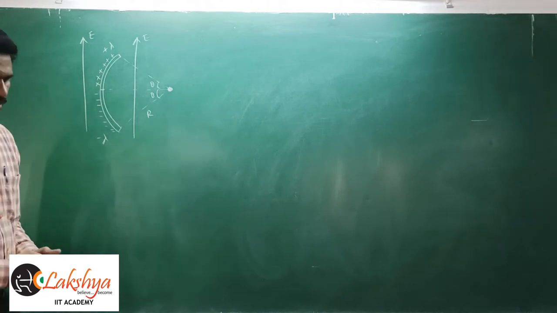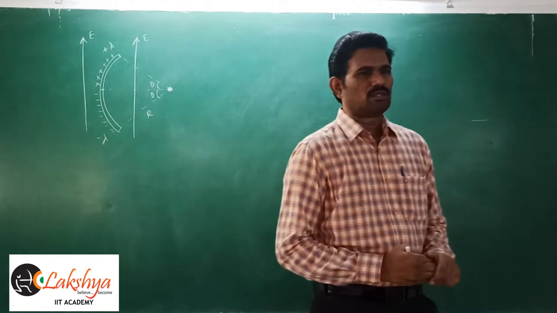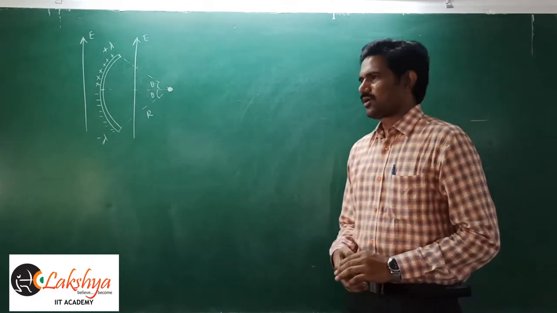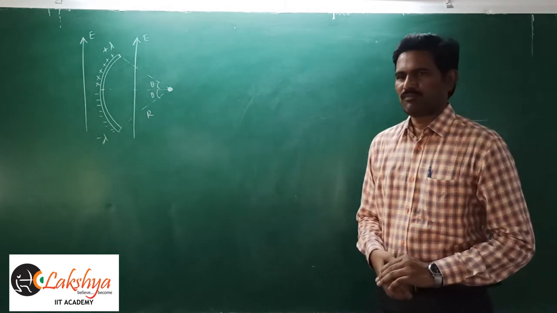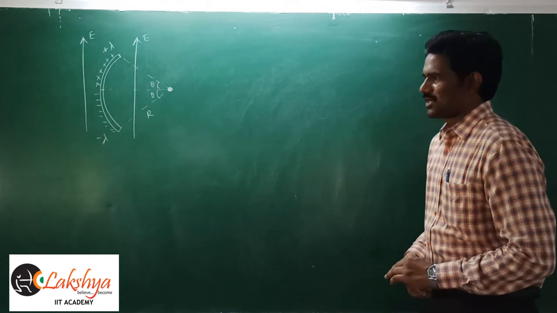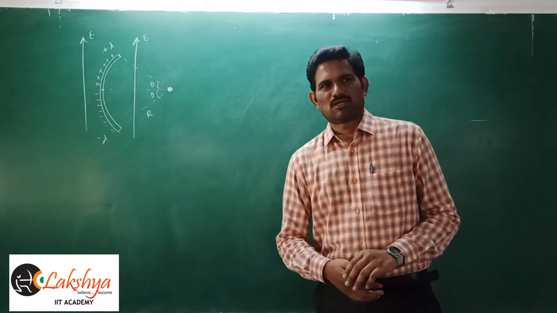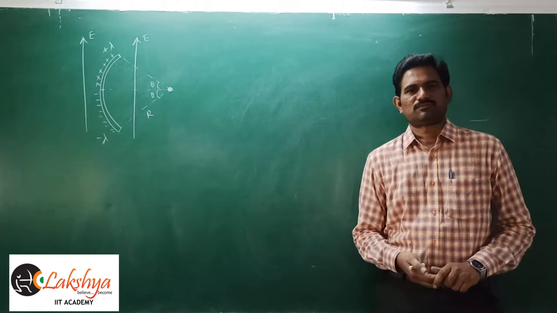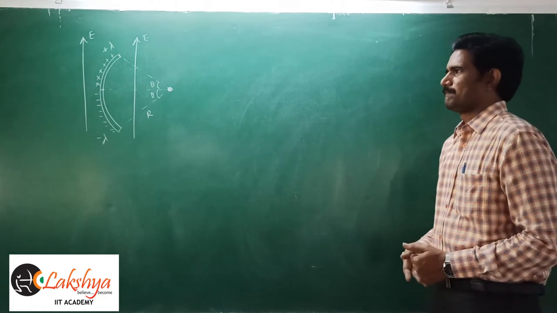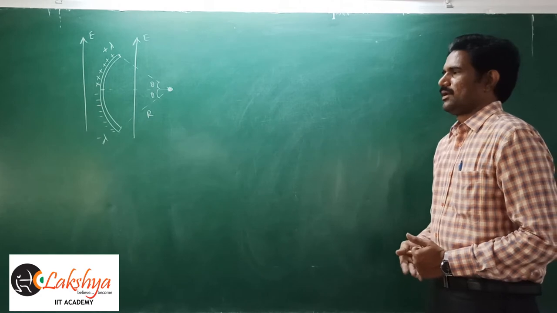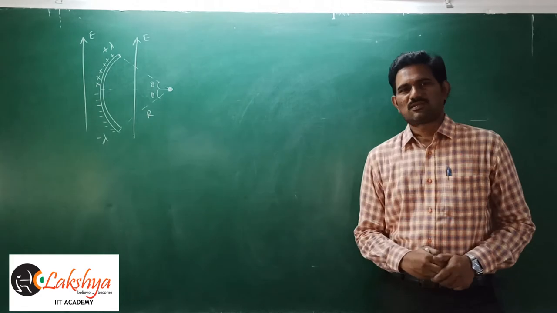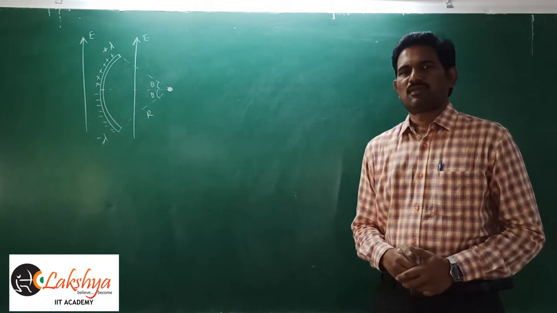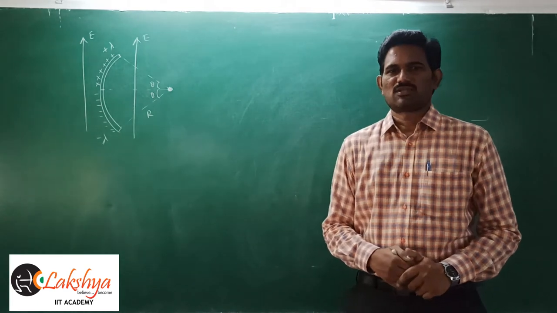Half of the arc is having linear charge density plus lambda, and the other half is having linear charge density minus lambda. If it is slightly displaced and released, then find its time period of oscillation.